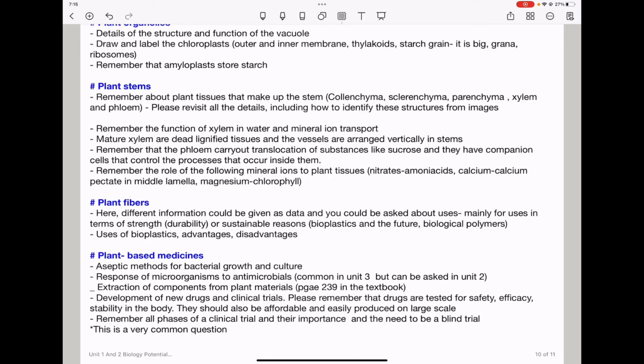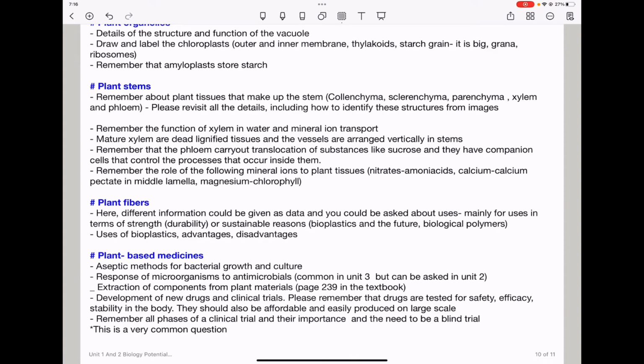They could ask you the uses of bioplastics, their advantages as well as their disadvantages. On this note, they could also give you images of plant fibers and ask you to compare and contrast them in terms of their durability, their strength, as well as their properties as useful materials.